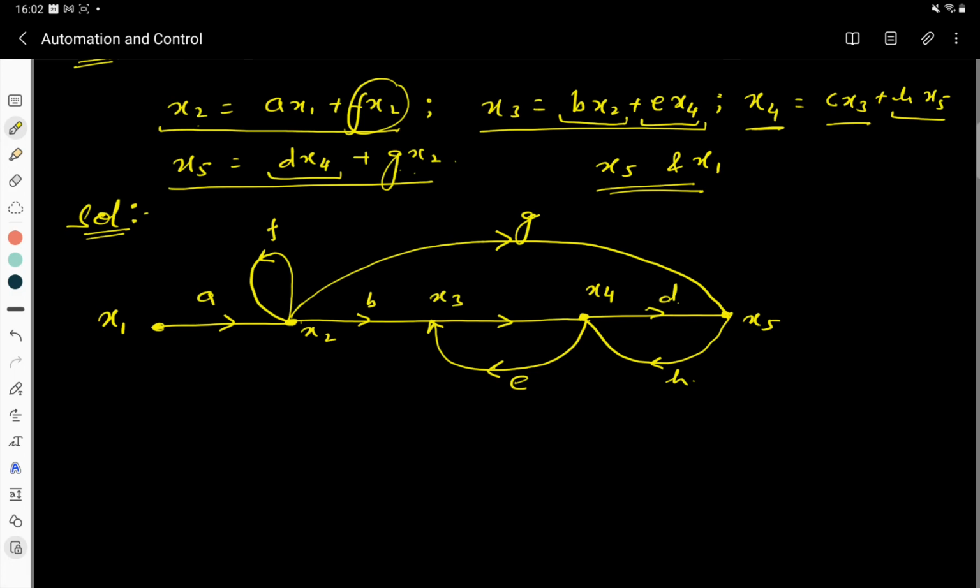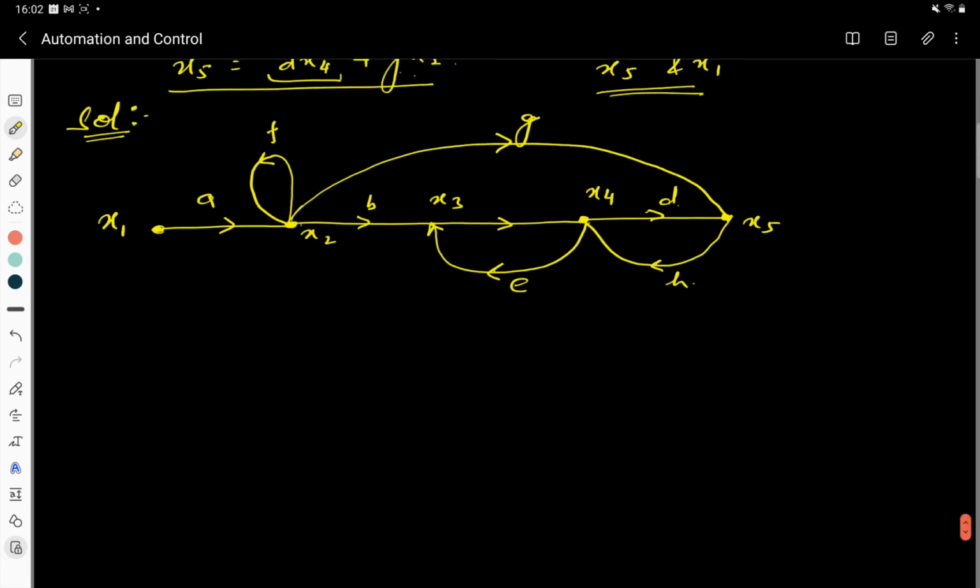So let's calculate the overall transmittance by using Mason's gain formula. Step by step we are going to solve this. Let's consider first the forward paths. The two forward paths are there.